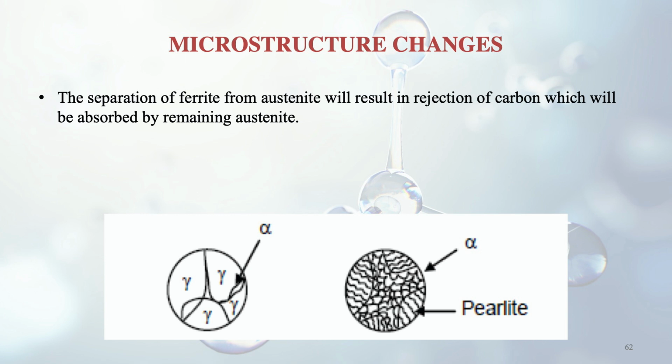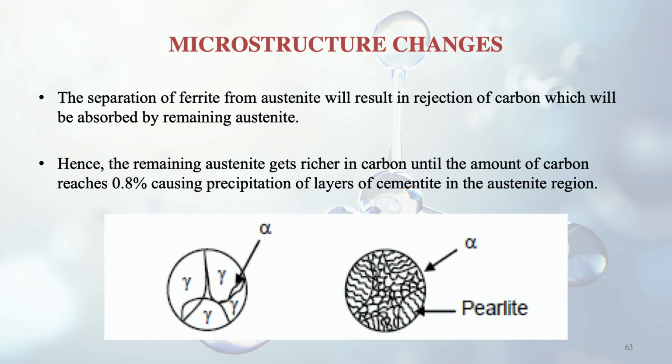Separation of ferrite from austenite will result in rejection of carbon, which will be absorbed by the remaining austenite. So carbon is being ejected out, but it is getting dissolved in austenite, because austenite has a greater capacity of dissolving it. Hence the remaining austenite actually gets richer in carbon, and this goes on until the amount of carbon reaches 0.8%, and it causes precipitation of layers of cementite in the austenite region.